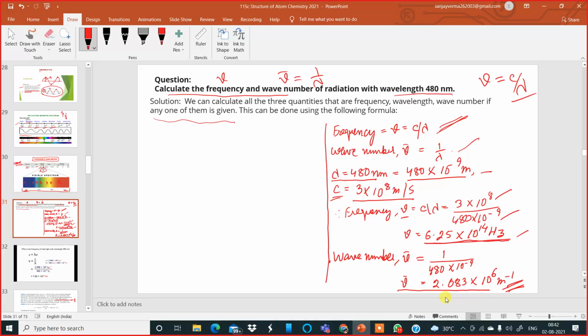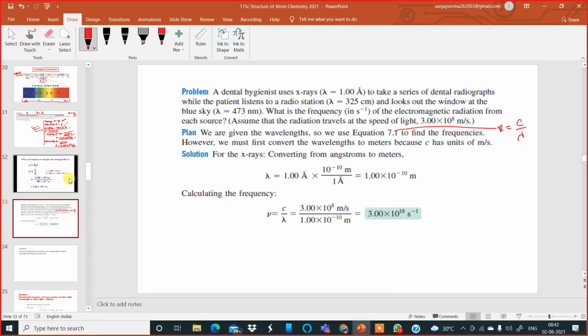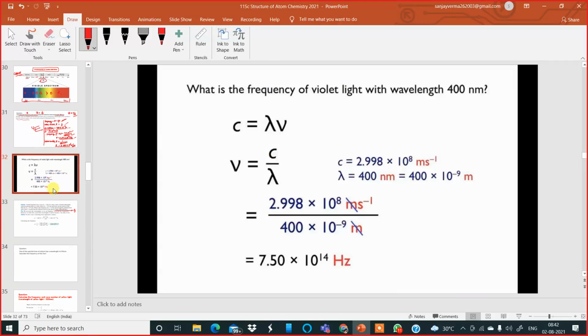So this is a very simple, basic problem based on the formula to calculate the frequency and wave number of radiation whose wavelength is 480 nanometers. I request you all to practice sums like this from a textbook also. Now moving to the next slide.